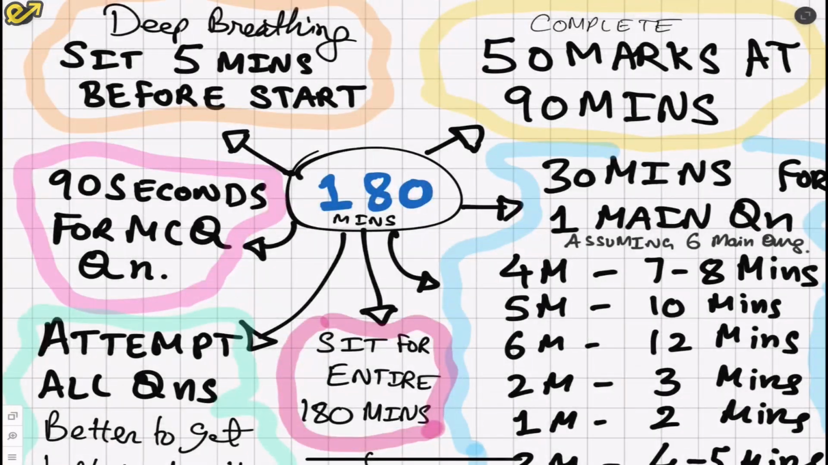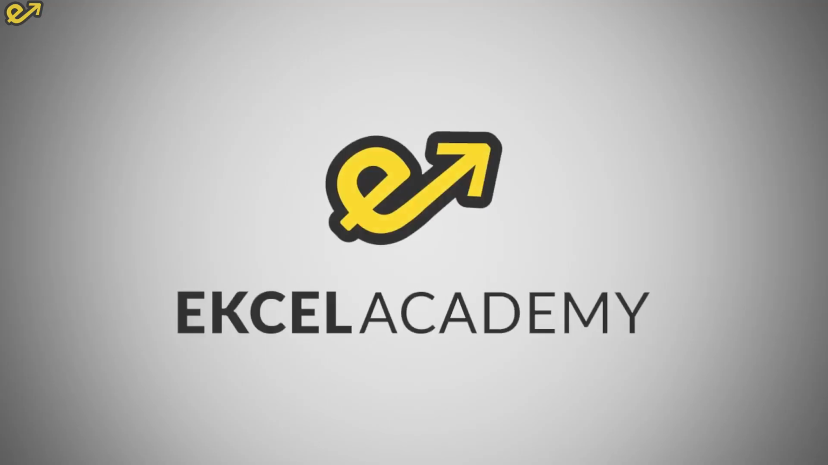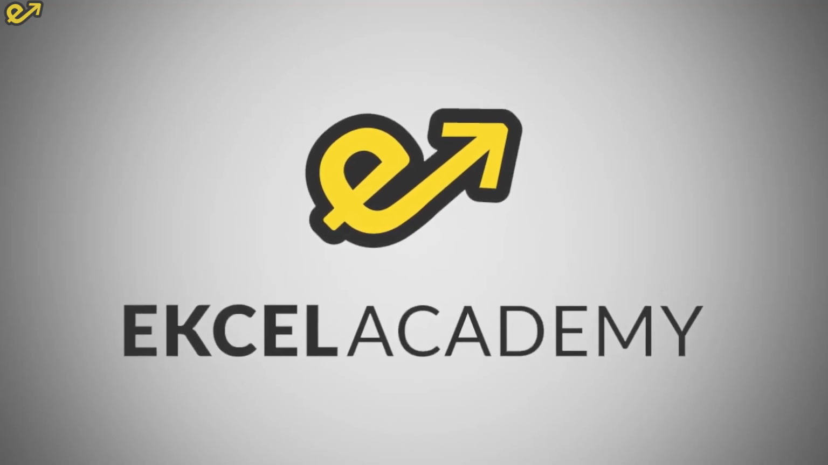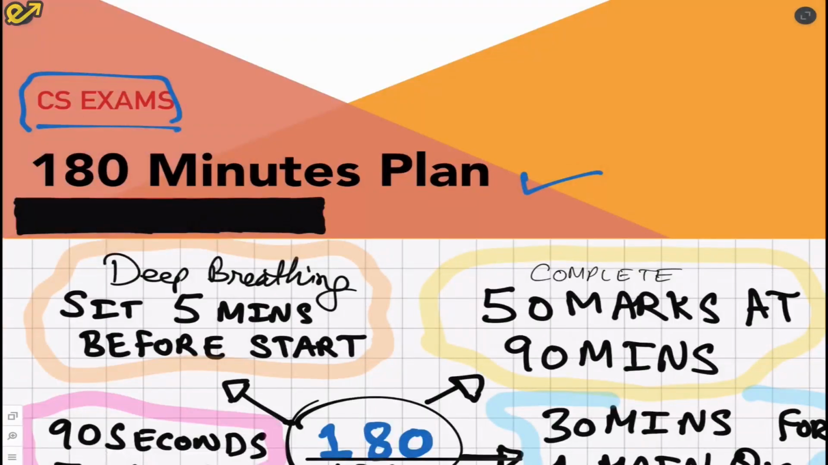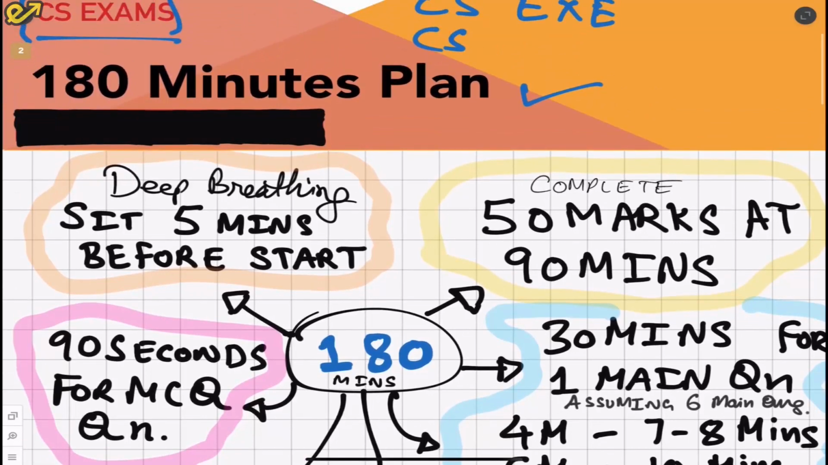Hi and welcome, and in this video I will be telling you how you can plan 180 minutes for your CS exam. This is mainly for our CS exams, which is our CS Executive and our CS Professional. And here 180 minutes is our 3 hours of exam which we have. How should you plan it?